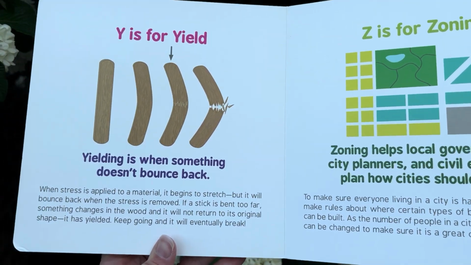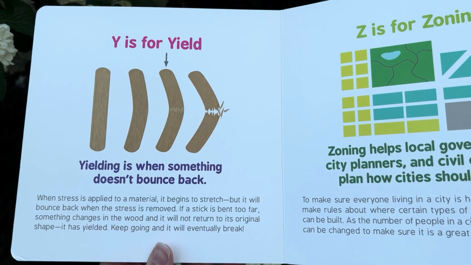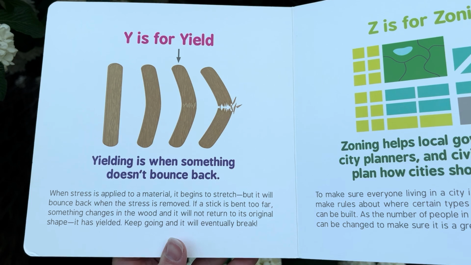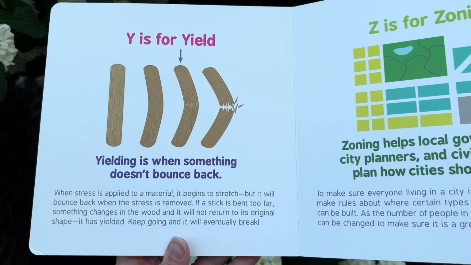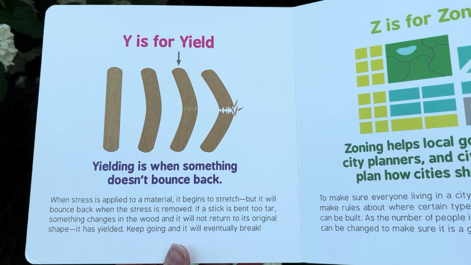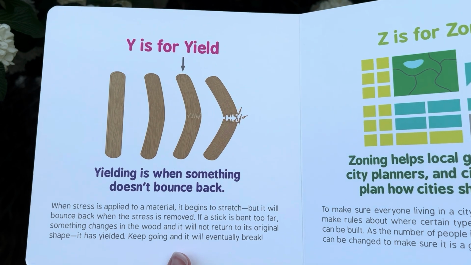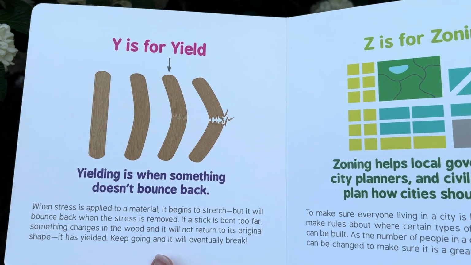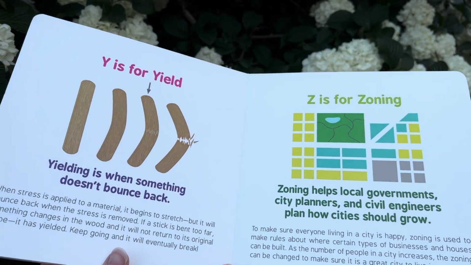Y is for yield. Yielding is when something doesn't bounce back. When stress is applied to a material, it begins to stretch, but it will bounce back when the stress is removed. If a stick is bent too far, something changes in the wood and it will not return to its original shape. It has yielded. Keep going and it will eventually break.